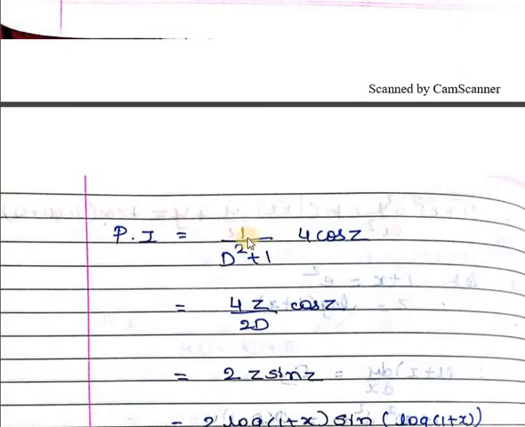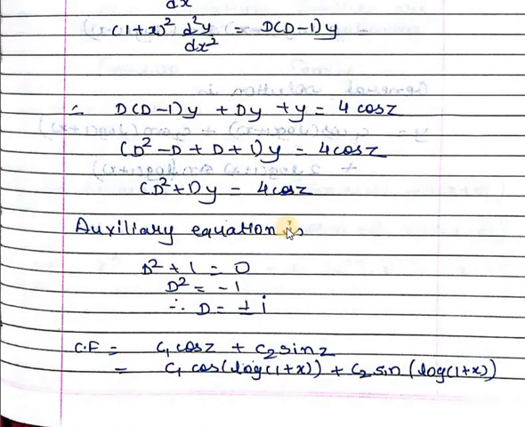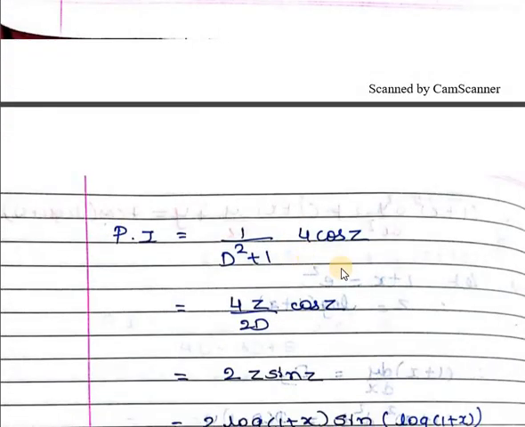Now we will find out PI. So PI is given by 1 divided by f of D, that is 1 divided by D square plus 1 into capital X. What is capital X? It is 4 cos z. Now by case 2 of PI, we will have to replace D square by minus a square. So here the value of a is 1. Therefore we will have to replace D square by minus 1. So if we replace D square by minus 1, then the denominator will be 0. So if the denominator is 0, then we will have to multiply by z and take the derivative of the denominator. Okay. So here it will be 4z divided by 2D into cos z.